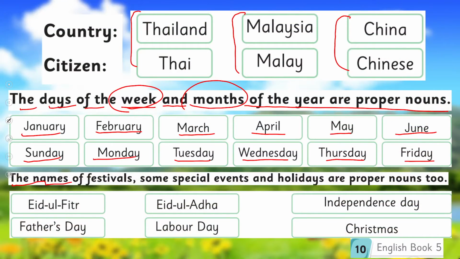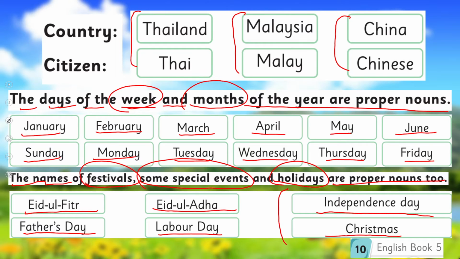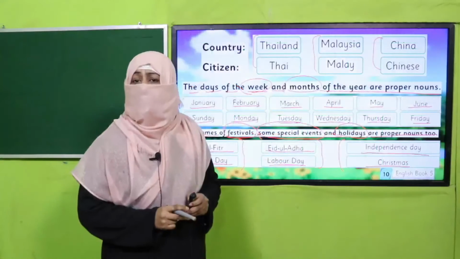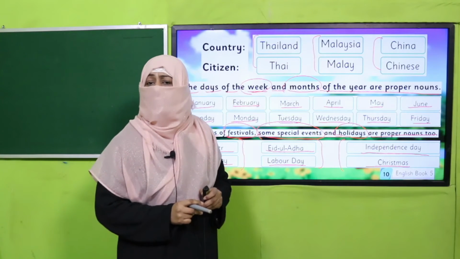The names of festivals, some special events, and holidays are also proper nouns. Eid al-Fitr, Father's Day, Eid al-Adha, Labor Day, Independence Day, Christmas, all are the names of different festivals or special events or holidays. So all are written with capital letters and all are proper nouns.